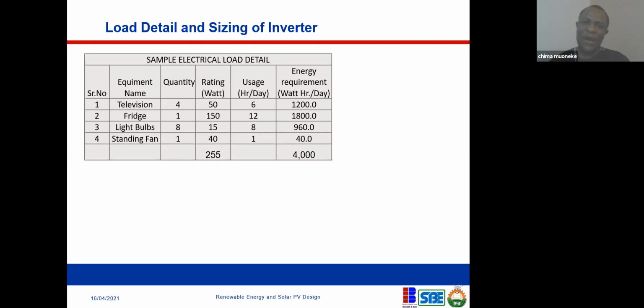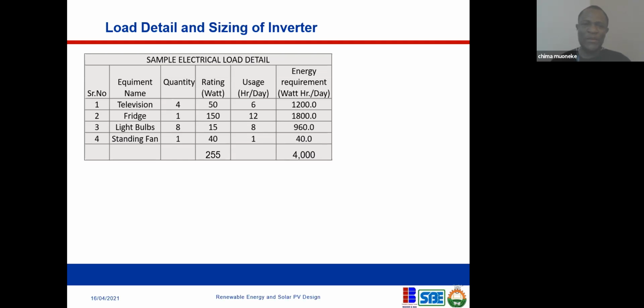So for the television, how many hours is this client going to use it? You want to design a system that can support the operations of that television for 6 hours, the fridge for 12 hours, the light bulbs for 8 hours, and the standing fan for 1 hour.